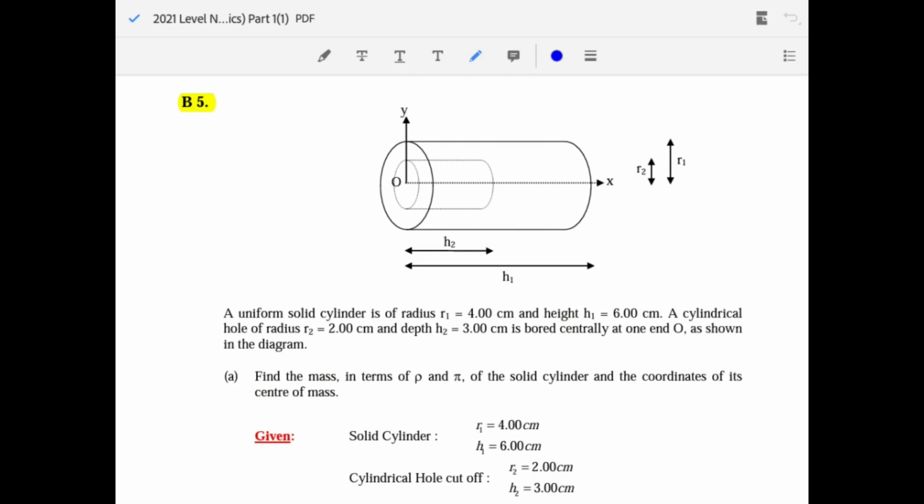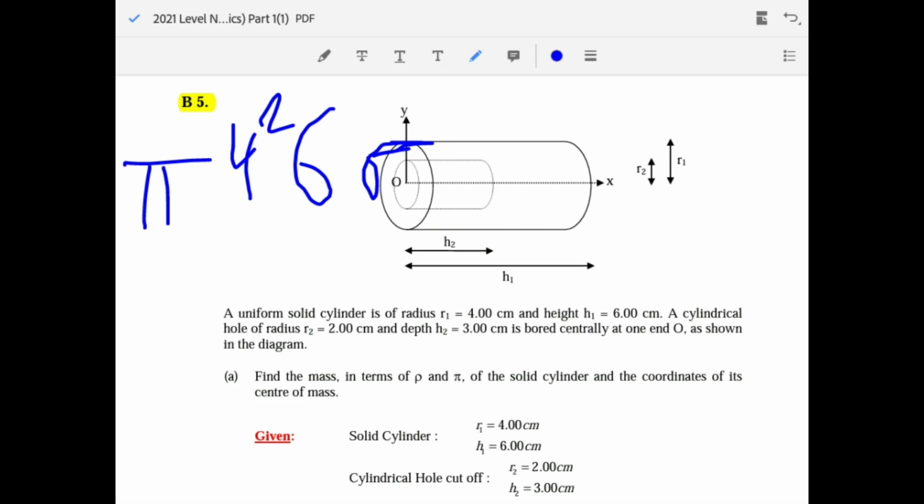So the mass of the large one is pi r squared times height times density. So pi, and then r is 4, times height, which is 6, and then density. Now we use the formula m1 x1 plus m2 x2 over m1 plus m2. So that's m. What's the x value? It's directly half, so 6. The y value is always at 0 because it's symmetrical, up or down, same thing. So you just take the half for finding the x value. So this is 6, so the middle is 3.